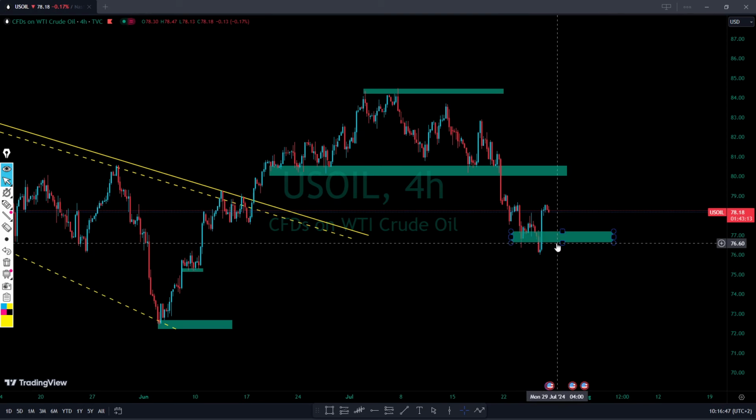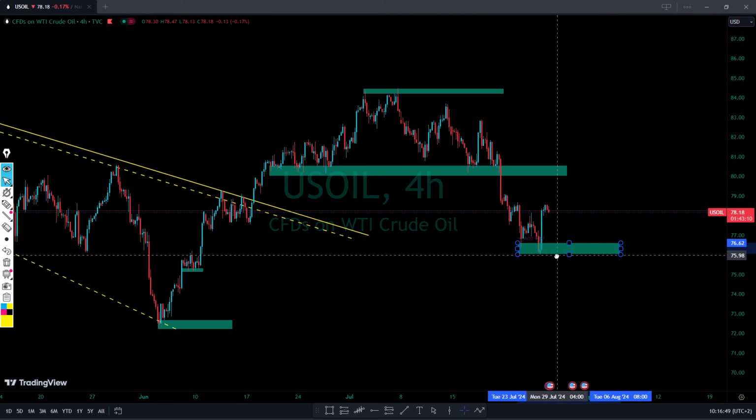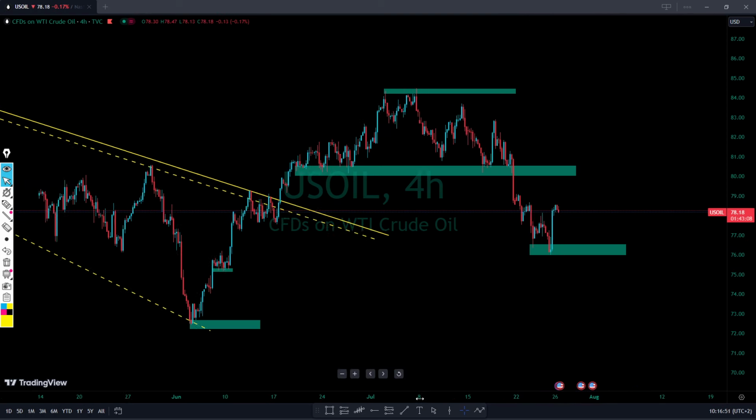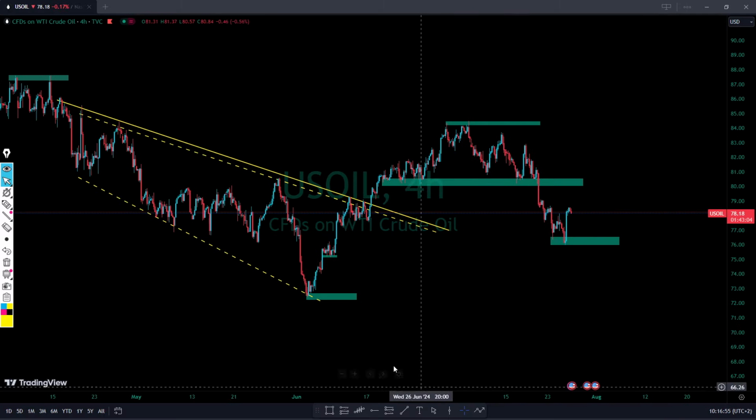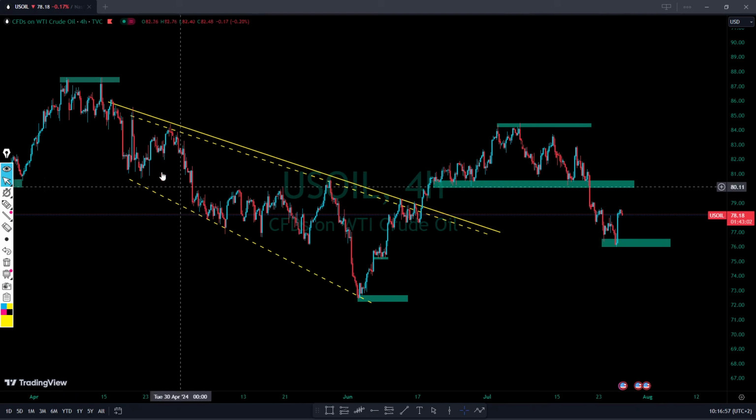So US oil is still trying to recover. This is what we have. You can see that we are coming from a very nice downtrend structure. I removed my webcam so that you can see nicely. So this is what we have at the moment.